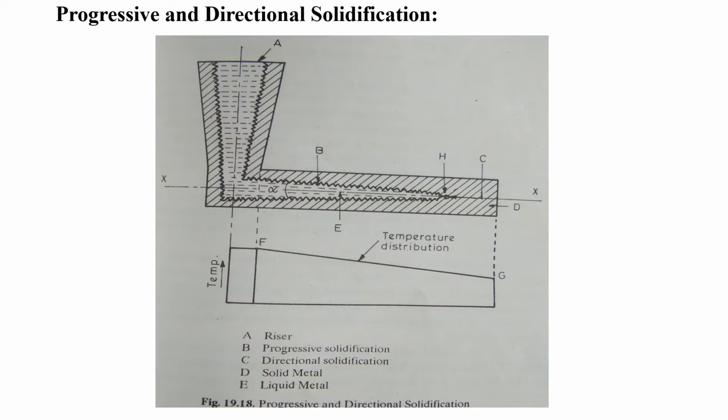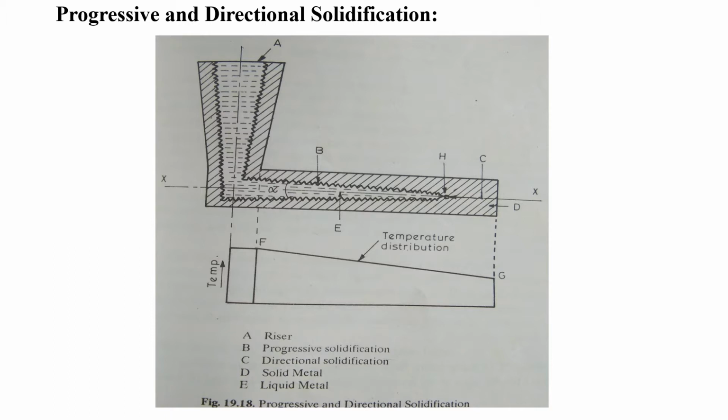Point B is the progressive solidification. From point B to point C, it is directional solidification, horizontally. Point D is the solid metal hatching line. It shows that the liquid state has already converted into solid state.